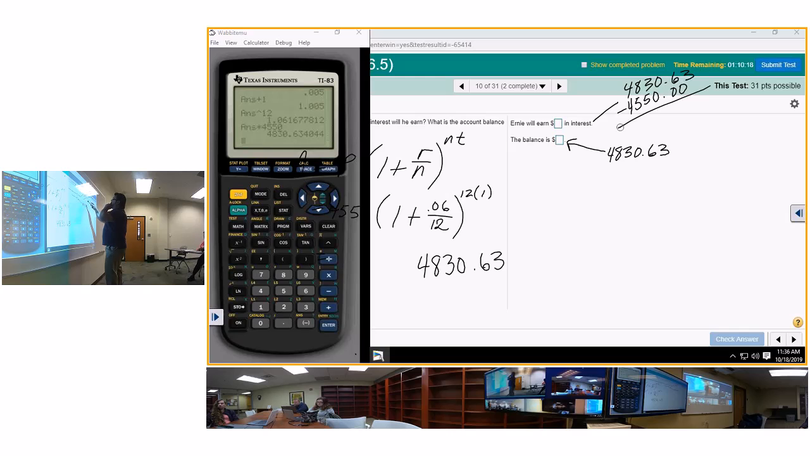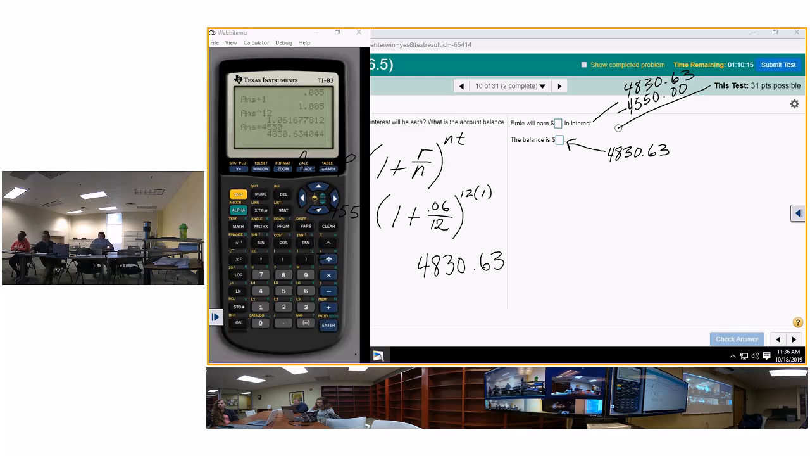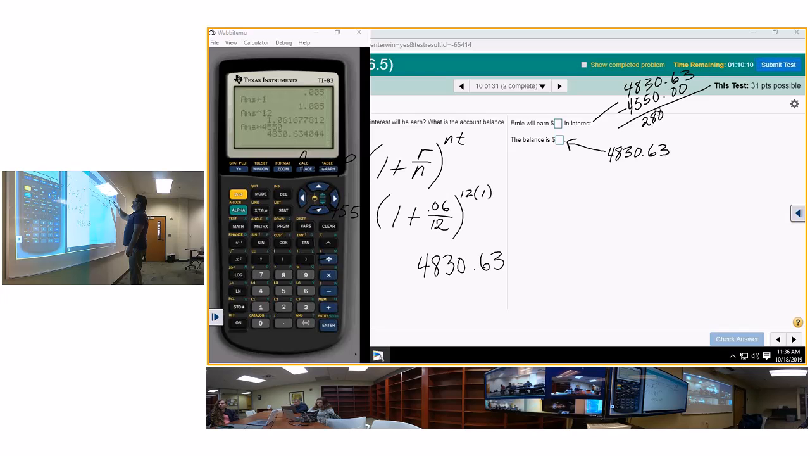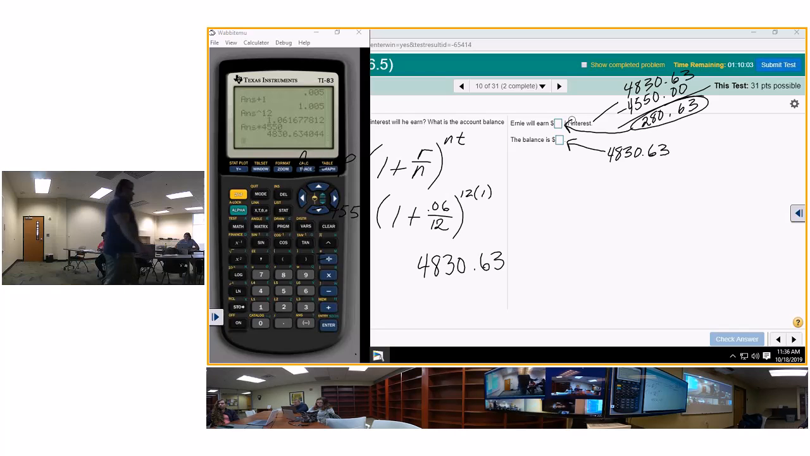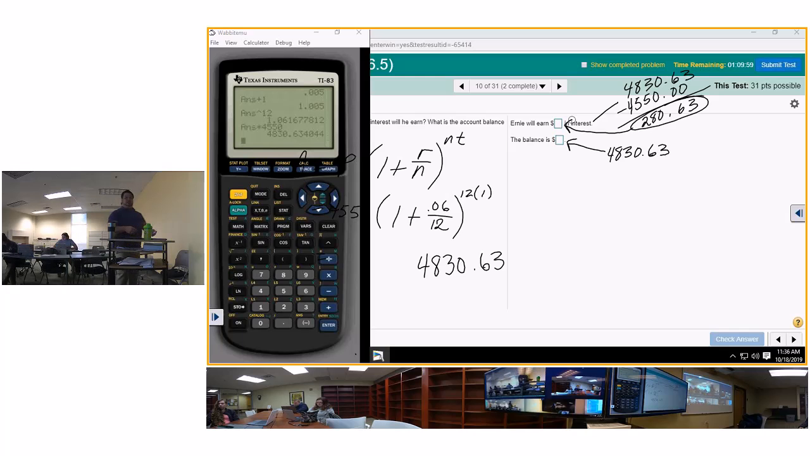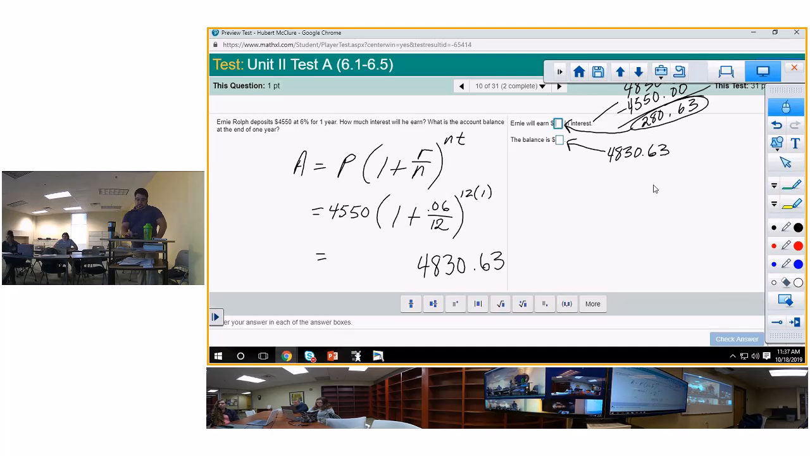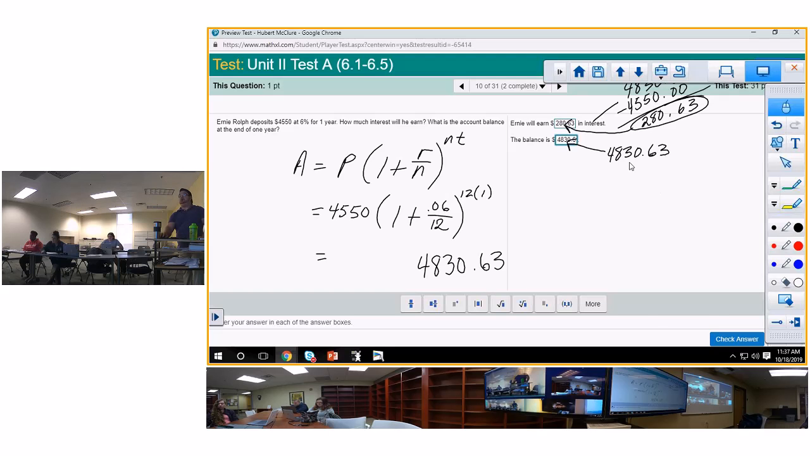Okay. Subtraction. What do you get? Somebody tell me what you got. I said 286. 280.63 is the interest. Now let's see if my assumptions are correct, because their question does not tell me what they want. So let's see what happens. I'm going to put 280.63 and then 4830.63 and check answer.